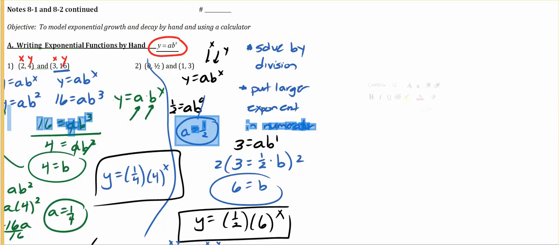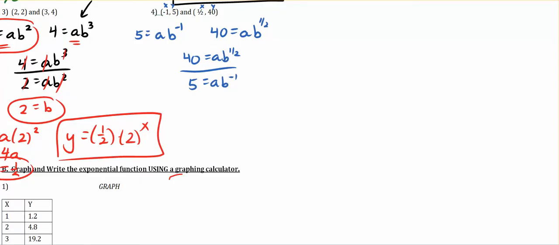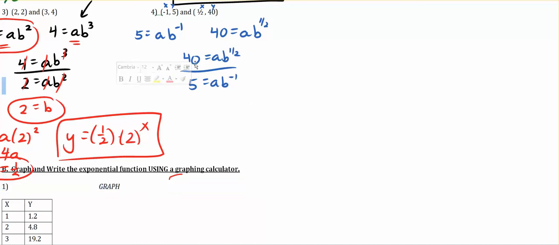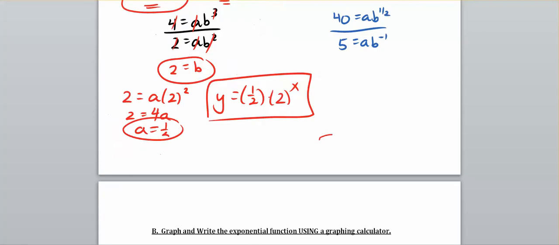Whoops, I don't know what I just did. Oh, we'll just put it over here. When I divide this out, 5 goes into 40 8 times. The a's cancel, but I need you to think here.